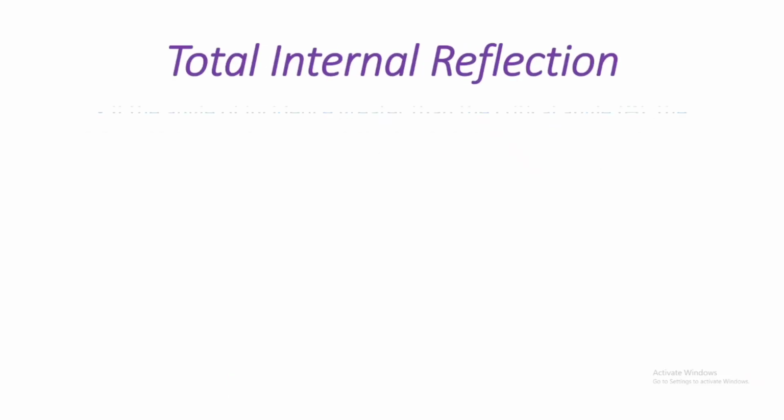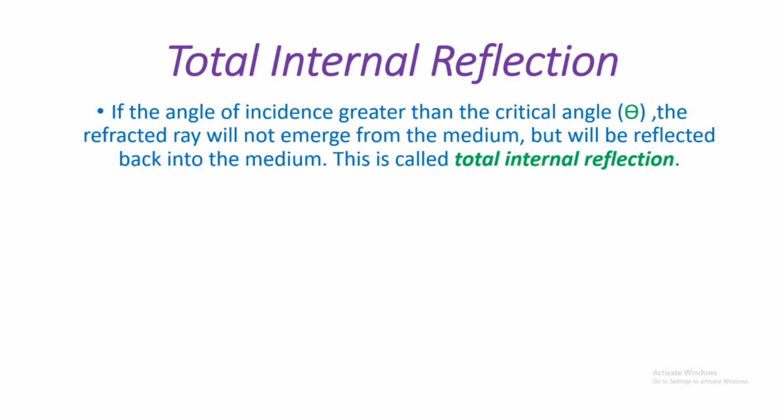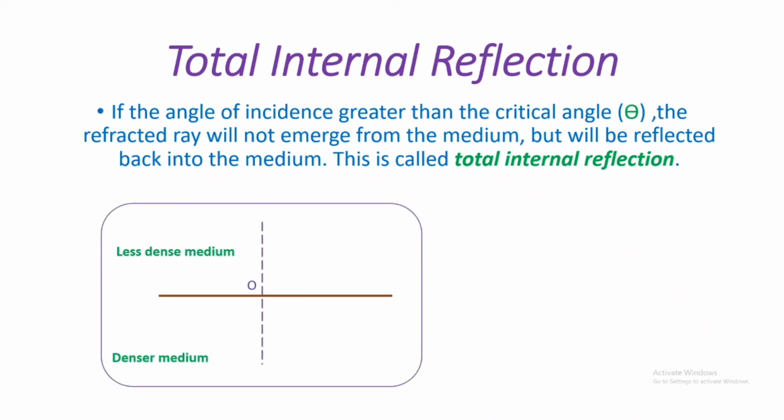Total internal reflection. If the angle of incidence is greater than the critical angle theta, the refracted ray will not emerge from the medium but will be reflected back into the medium. This is called total internal reflection. In this diagram, AO is the incident ray. The angle of incidence is greater than the critical angle theta. The light ray reverts back to the same medium and follows the laws of reflection. That's why the phenomenon is called total internal reflection.